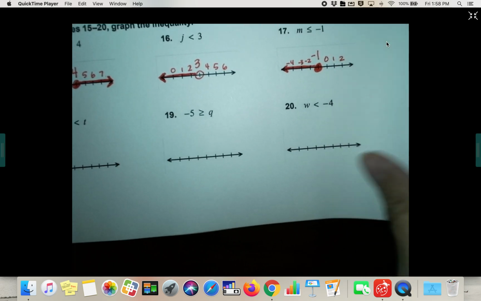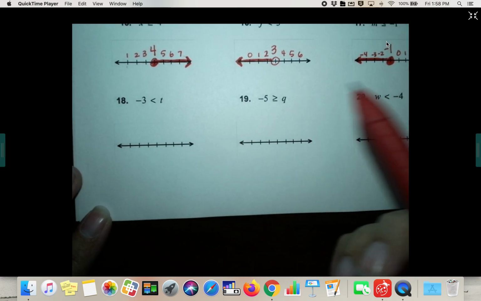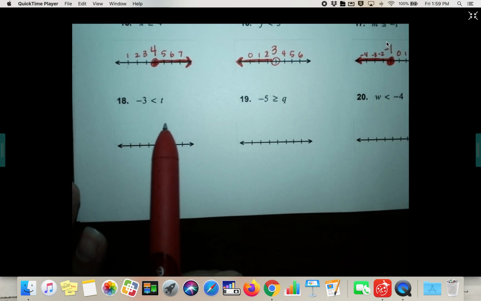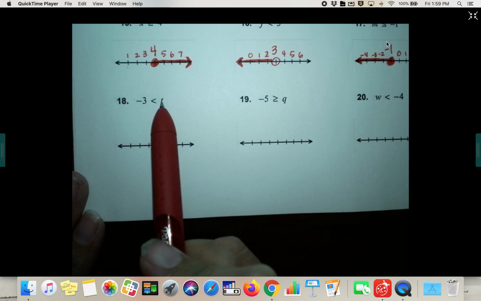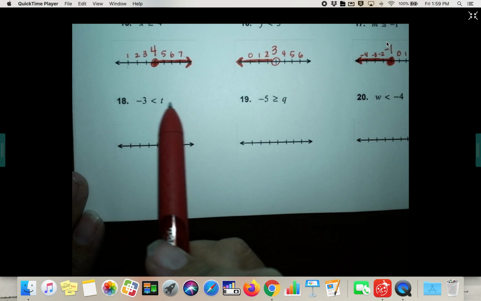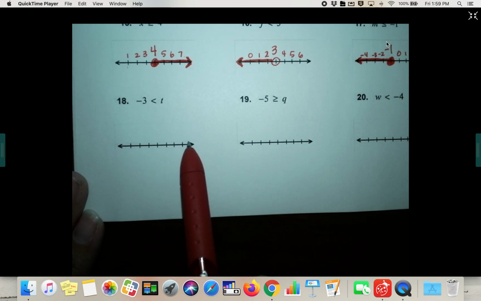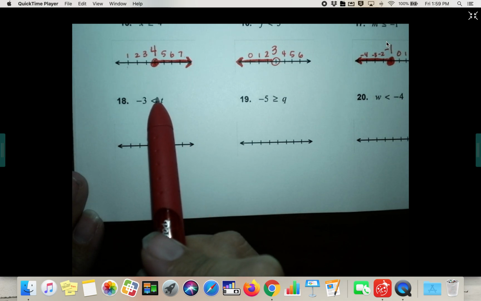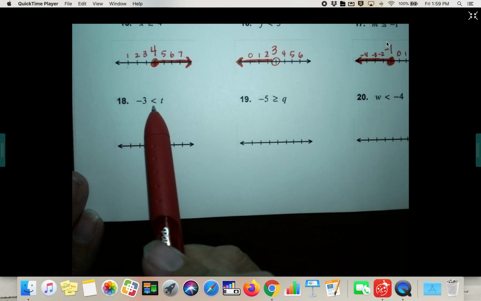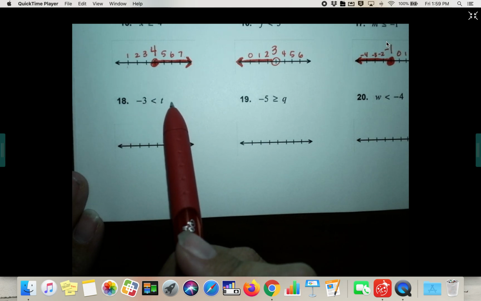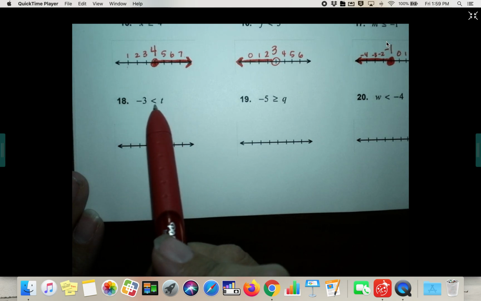All right, last 3, number 18. Okay, this is where it gets a little tricky. You need to read from the variable to the number. Normally you read a book from left to right, but I'm actually reading it from right to left because you want to start with your variable. This is the thing we don't know about and we wonder where it's at on the graph. So T is, this is greater. I know if you read it from left to right, that's -3 is less, but I want you to start at the variable side and read to what it's saying. T is greater than -3.